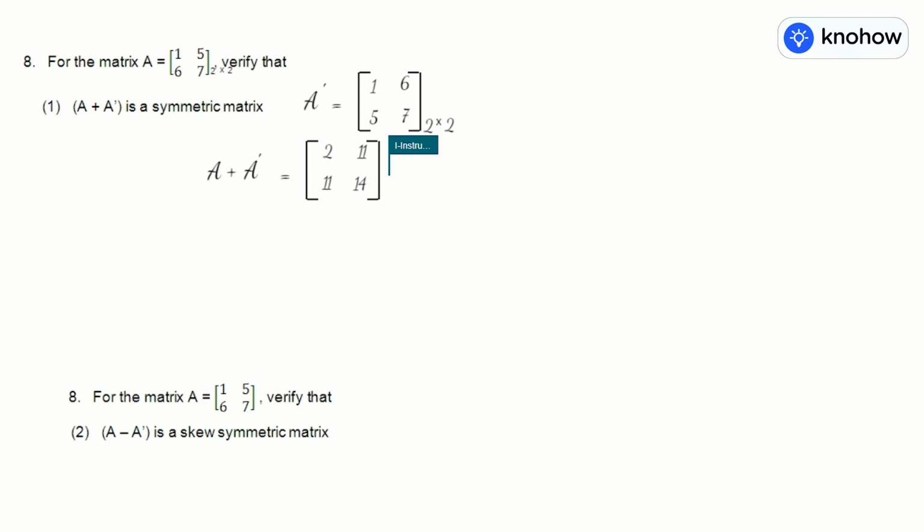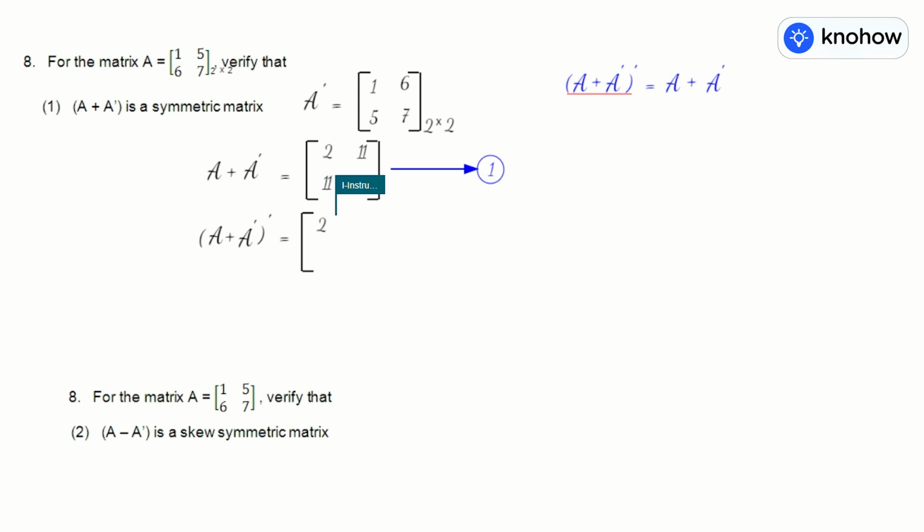To prove this symmetric, what should we prove? That A plus A dash whole dash, that is the transpose of this matrix as a whole, will remain the same as the matrix A plus A dash. Call this A plus A dash as first. Now work out its transpose, that is A plus A dash whole dash. It will be, take the elements of the first row 2, 11 in the first column, and that of the second row in the second column. Call it second.